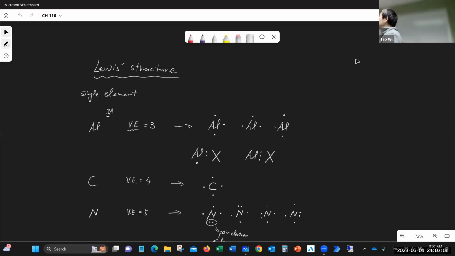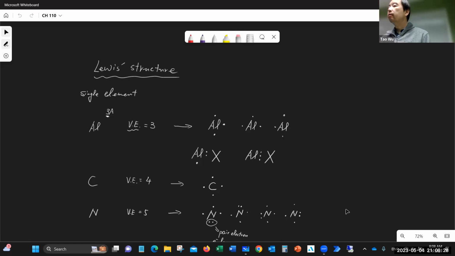Last time we talked about Lewis structure. We talked about the Lewis structure in different conditions. First, the Lewis structure for the single elements. You just need to count the number of valence electrons for these elements, and then you put the dots on the outside. For the elements themselves, you have to assign single dots on one side first, and then if you have more, you put more dots. That's for the single elements.